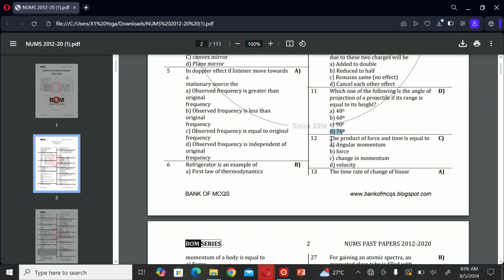The next MCQ is: the product of force and time is equal to A. Angular momentum, B. Force, C. Change in momentum, D. Velocity. So the correct option is C. Change in momentum.